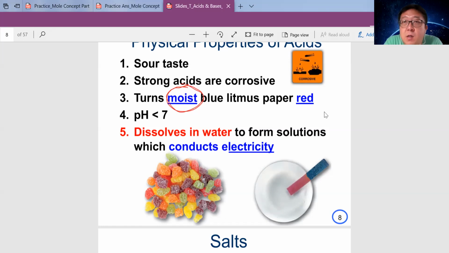Acid is very funny. Without the solvent, water, it is useless. Without water, it cannot behave as an acid. It's very interesting because without water, it is just a simple covalent compound. You need water to liberate the H plus. Without the H plus, the acid is useless.